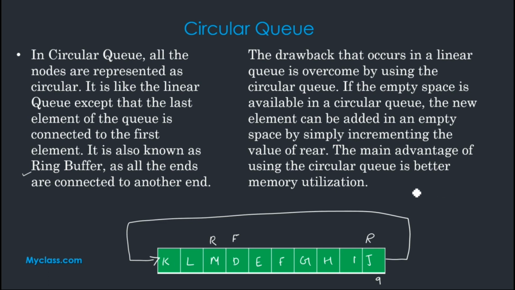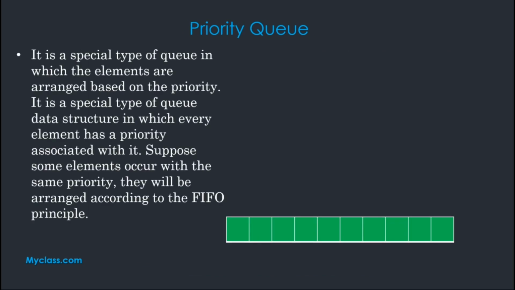So for the overflow condition, both conditions are there in the circular queue. One is if front equal to 0 and rear equal to n-1, that is the case of one overflow condition, that is, the queue is full. Another condition is if front equal to rear plus 1, then also the queue is full. Okay, so that is the concept of circular queue.